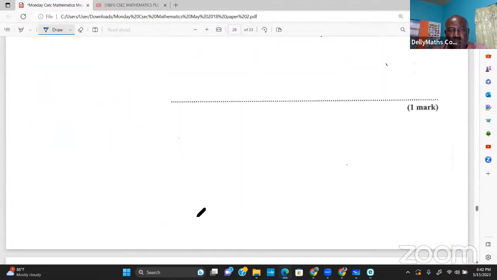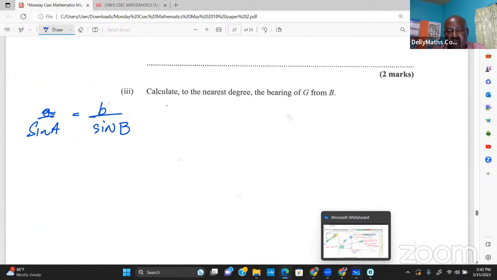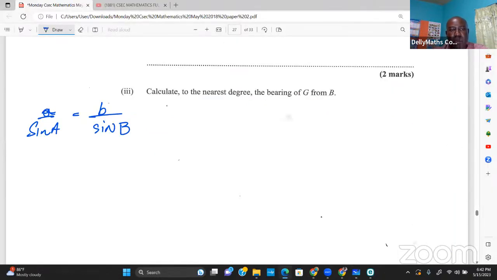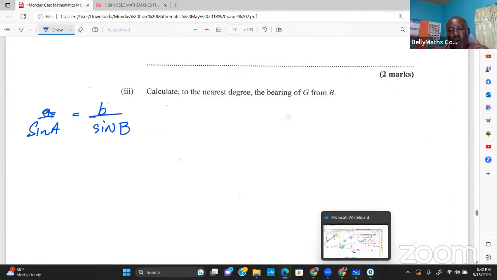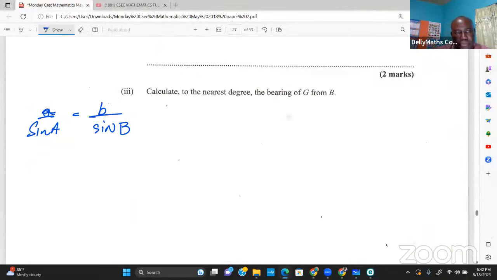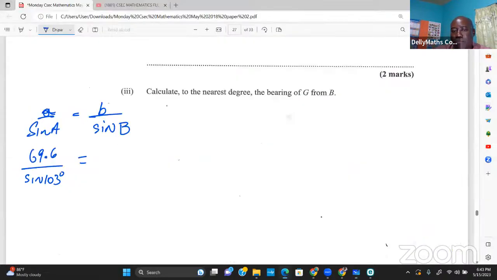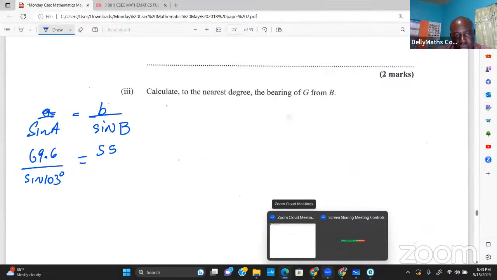If I go to the question now, we could see what we're doing. So A over sine A: 69.6 over the sine of 103 is going to equal 55 over the sine of the angle that we want inside the triangle. This angle, we need that.